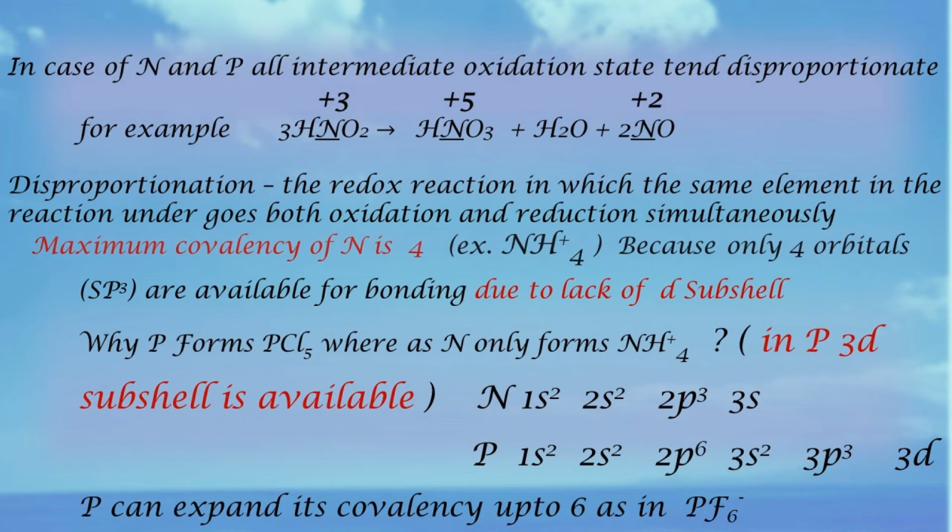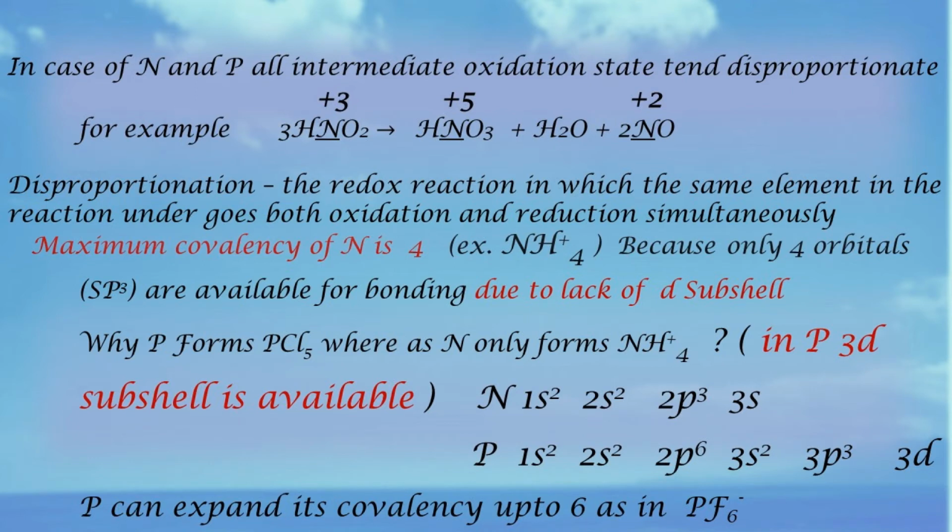Now we'll discuss covalency, the ability of an element to form covalent bonds. The maximum covalency of nitrogen is 4, as you can see in the case of NH4+, which means that nitrogen is capable of forming 4 covalent bonds. In NH4+, that is the ammonium ion, it is in sp3 hybridization. We can say that it has a maximum covalency of 4.